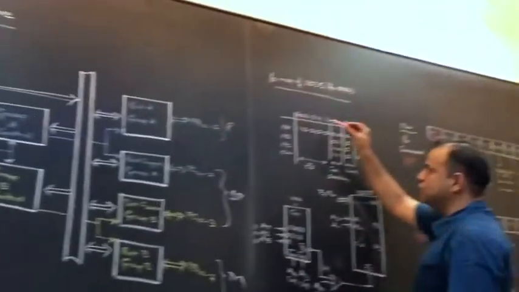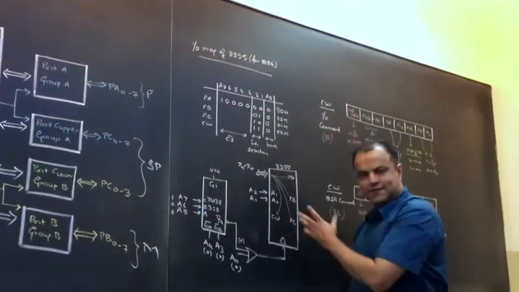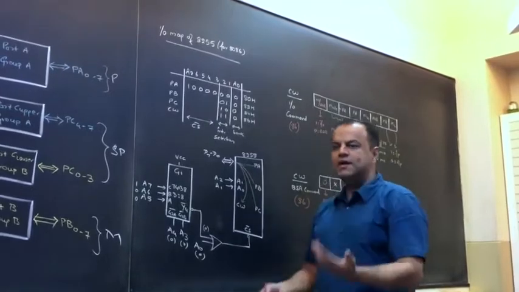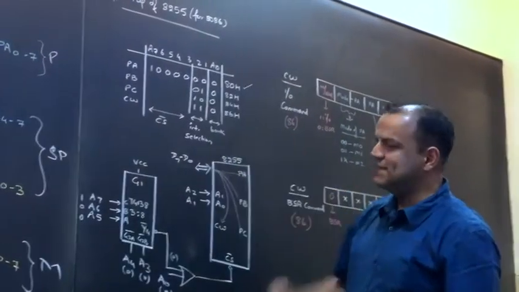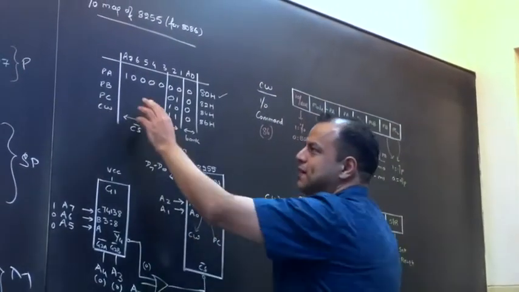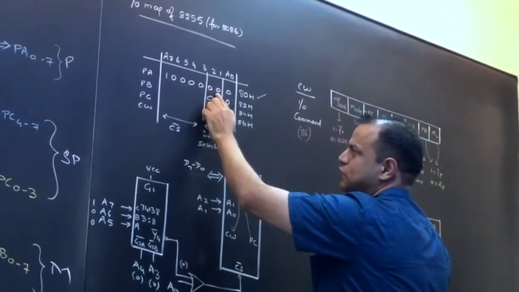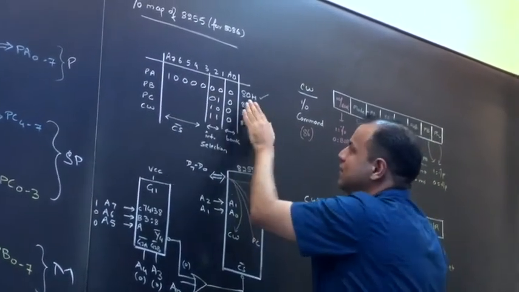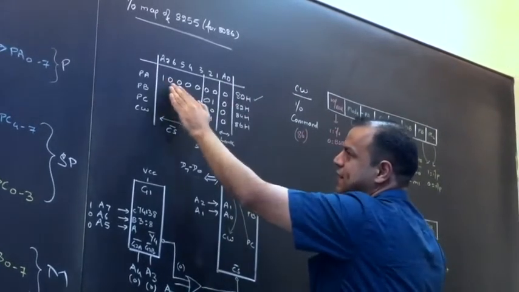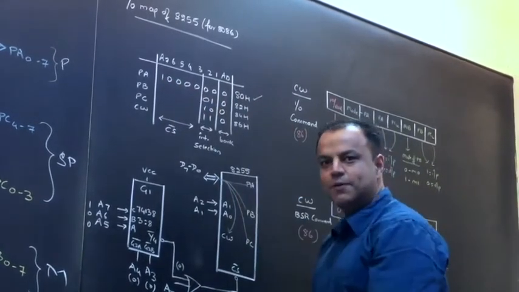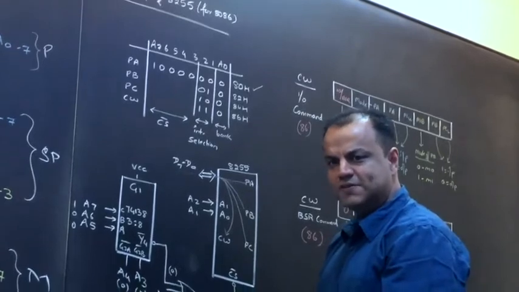This is A0 to A7. We need some address for 8255. Let's say 8255 is at the address 80. The binary form of 80 is 10000000. What does that mean? When the processor gives address 80, this is the binary pattern that will appear on the address bus. Tell me, did you understand this?